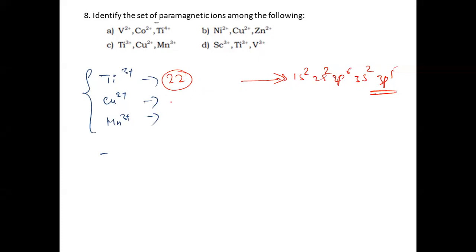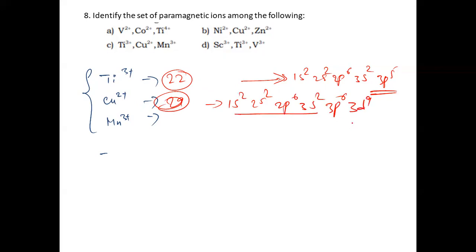Then if you consider Cu2 plus, we know that copper has atomic number 29. If I write the electronic configuration of copper in its 2 plus state, that is 1s2, 2s2, 2p6, 3s2, 3p6, up to this is argon, then 3d9. So this also consists of an unpaired electron in the d orbital.